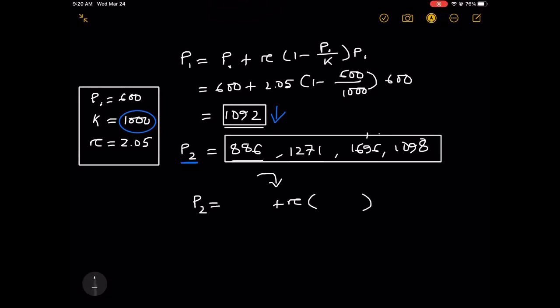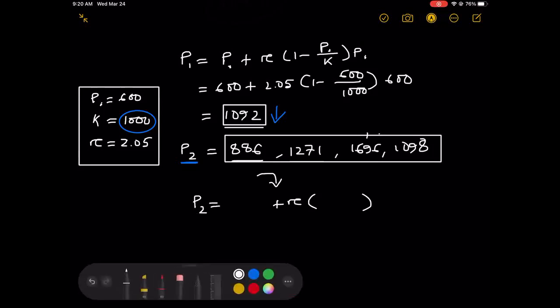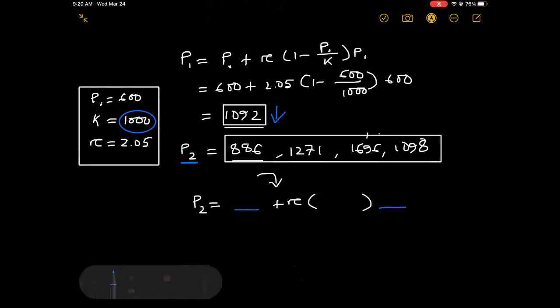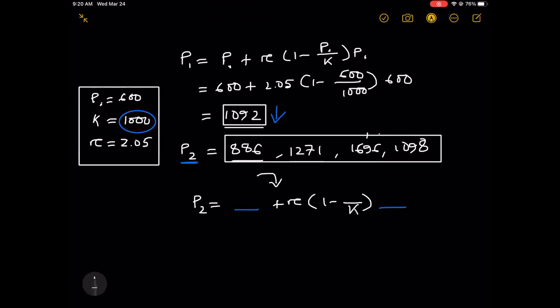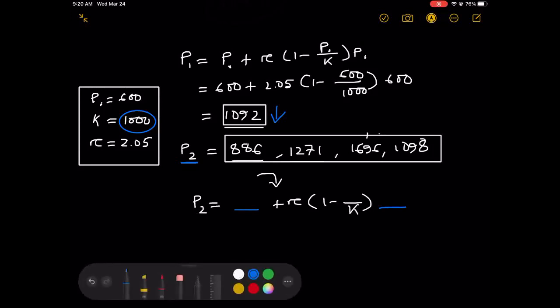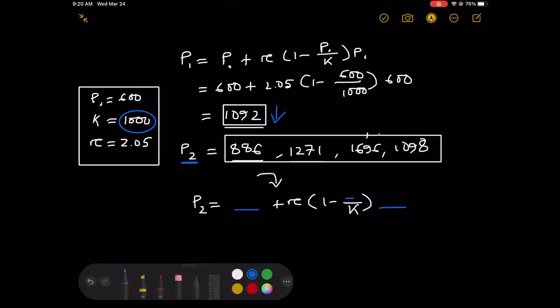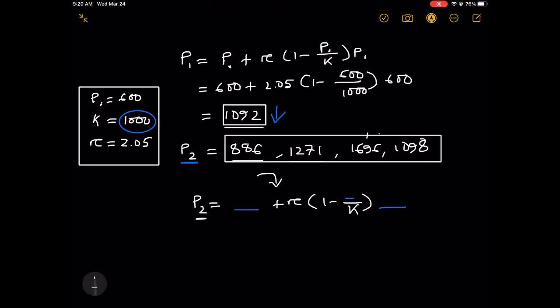Obviously, we'll have R times something. What should be the notation in place of the blanks, the bluish blanks? 1092. Sorry, do you want the number or the notation? I want the notation first, in the blue spaces. P1? P1, exactly. Because we are calculating P2, it has to be P1, right?